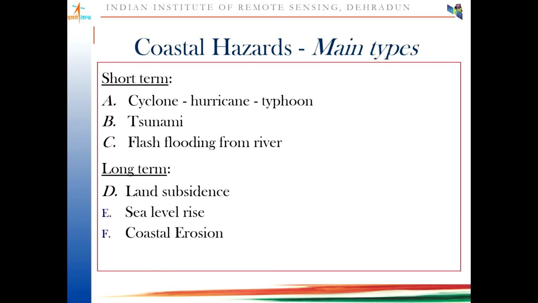Now when we talk about coastal hazards, basically they can be divided in two ways. We can talk about the short term hazards, which come and go with a lot of havoc, like cyclone, hurricane, typhoon, tsunami, flash flood.